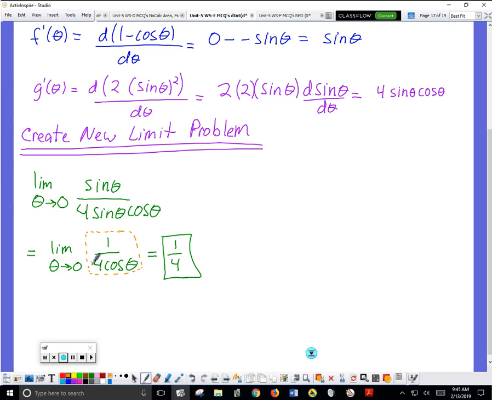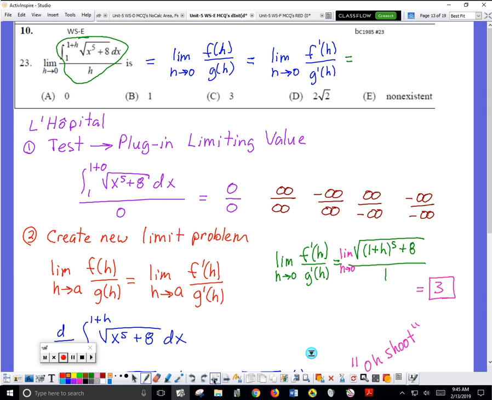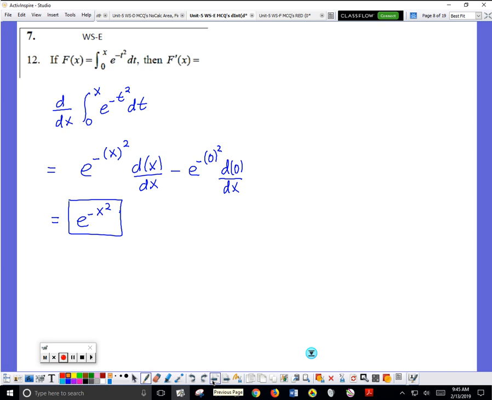Could we look at number 7? In number 7, they tell us that this formula is called capital F. Please note, on the AP test, capital F always means something different than small f. So you can't get lazy with your notation and think they're the same. So they declare capital F to be this integral. They want us to find the derivative.